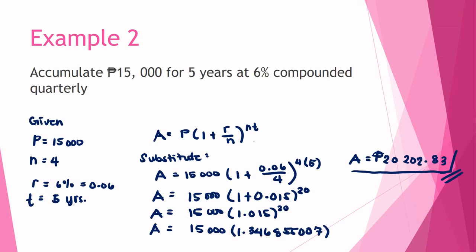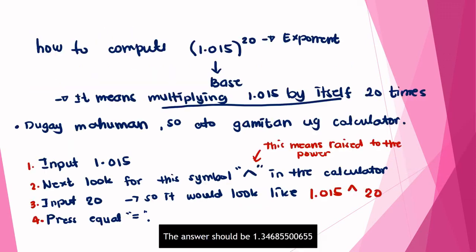Another example, class: accumulate 15,000 for 5 years at 6% compounded quarterly. The given: your principal is 15,000. Since it is compounded quarterly, n is equal to 4, because a year is divided into four. Your rate is 6%, that is 0.06, and the time is 5 years. Use the formula and substitute the given. So we have now our answer: A is equal to 20,202.83 pesos.